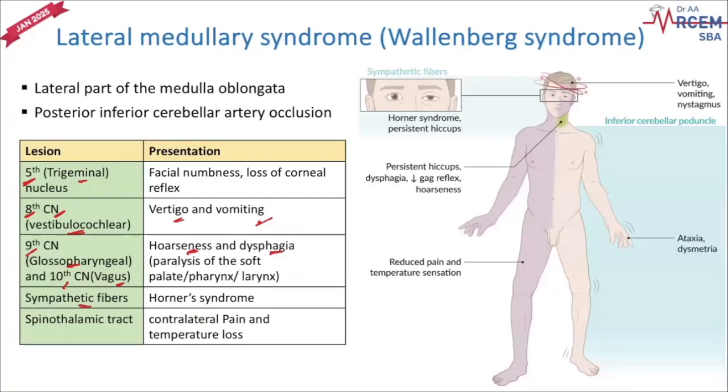Along with it, there are sympathetic fibers which are involved. Sympathetic fiber involvement results in Horner syndrome. Horner syndrome is a triad that the patients will usually have. Pinpoint pupils, or miosis, is what the patient will be having.